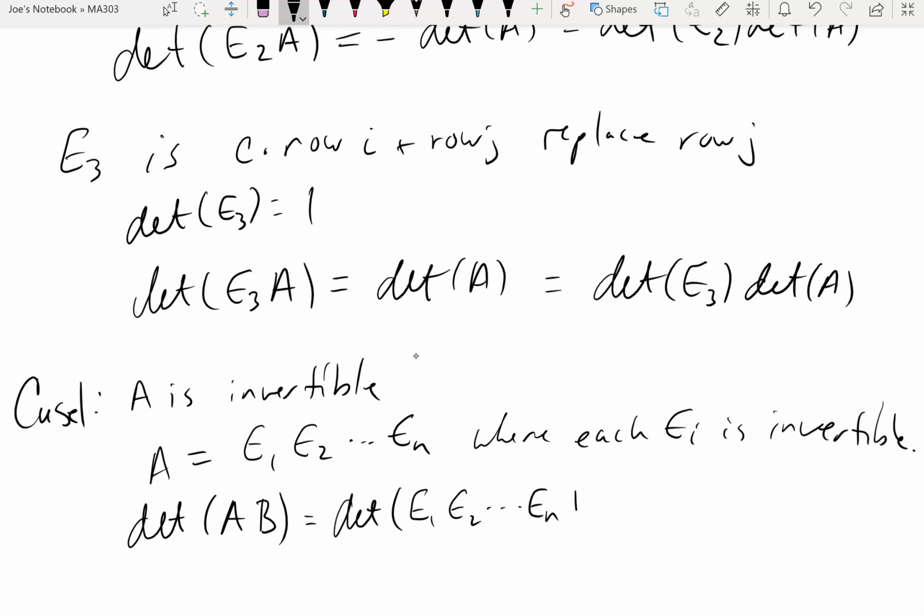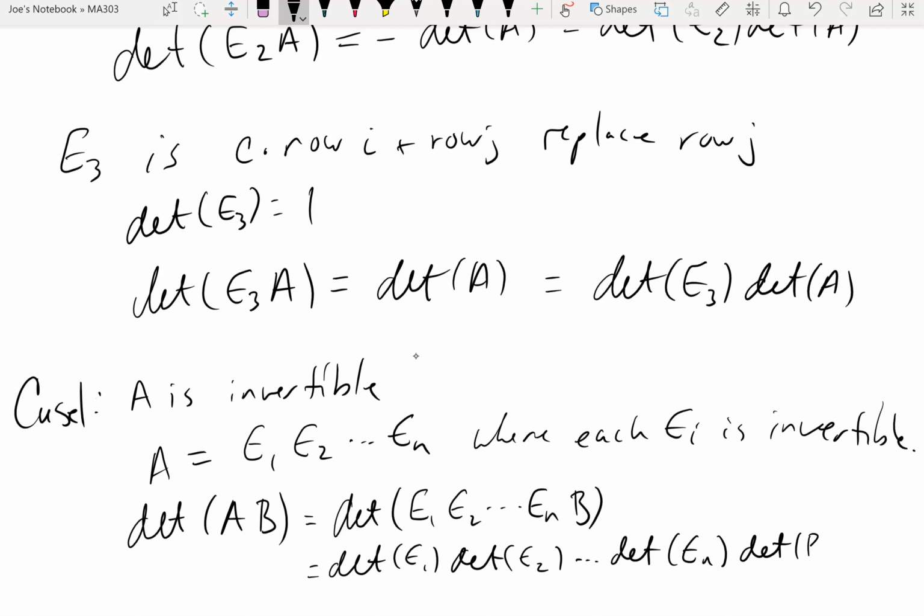Yeah, I can put the matrix in there. And what did we just show in the previous steps? If I have an elementary matrix times another matrix, what can we do with the determinant? Distribute it across the product, right? So this will be equal to the determinant of E1, determinant of E2, determinant of En, determinant of B, right? We already said we could break it apart. Do we agree? Yeah? Okay.